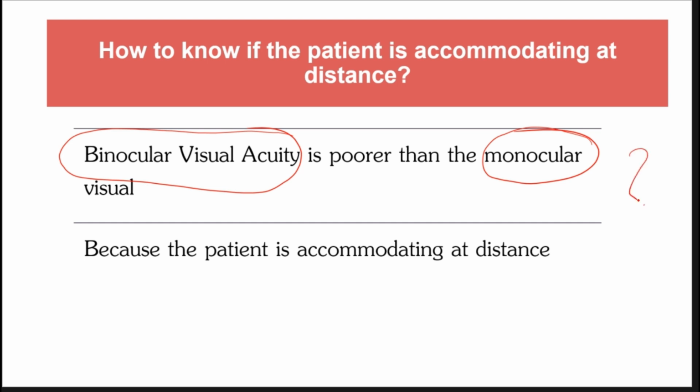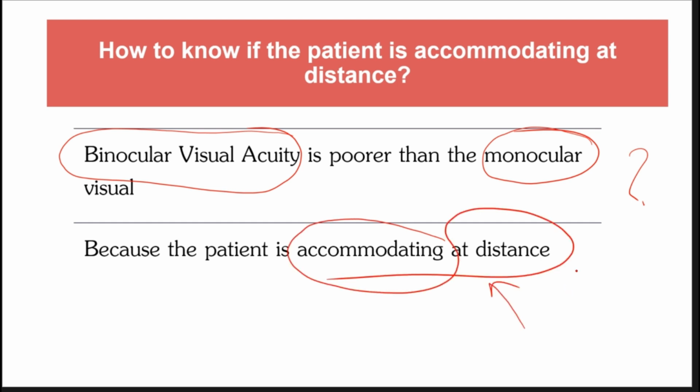And why does that happen? It happens because we know that accommodation is a binocular process. For you to accommodate, both the eyes should be working together, right? And therefore, when we are testing binocular visual acuity, the patient is accommodating at distance, and therefore at that time the visual acuity is lower, compared to when you're testing monocular visual acuity when there is no accommodation present. So by carrying out this test, you can actually find out whether the patient is accommodating at distance or not.